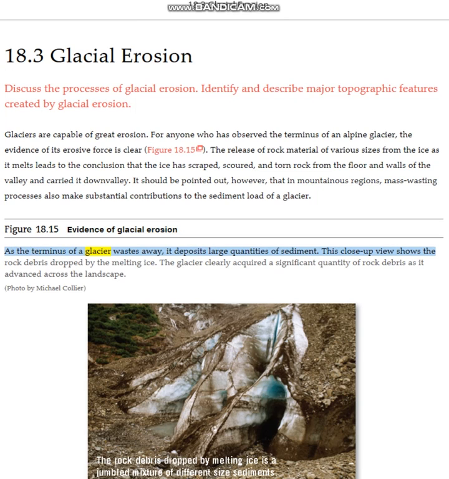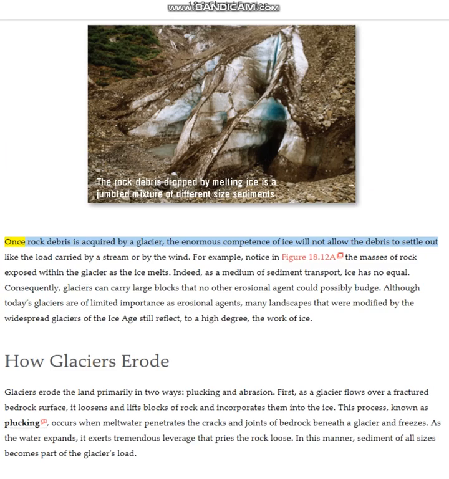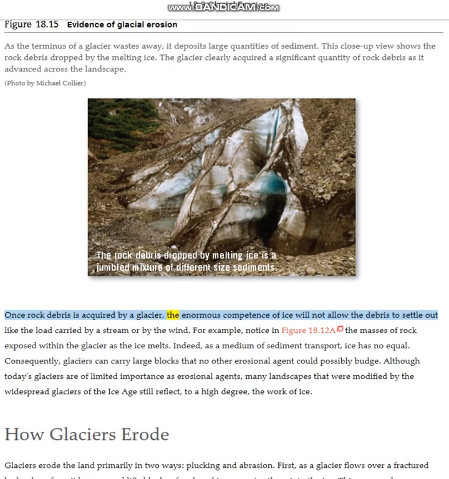As the terminus of a glacier wastes away, it deposits large quantities of sediment. This close-up view shows the rock debris dropped by the melting ice. The glacier clearly acquired a significant quantity of rock debris as it advanced across the landscape. Photo by Michael Collier. Once rock debris is acquired by a glacier, the enormous competence of ice will not allow the debris to settle out like the load carried by a stream or by the wind.